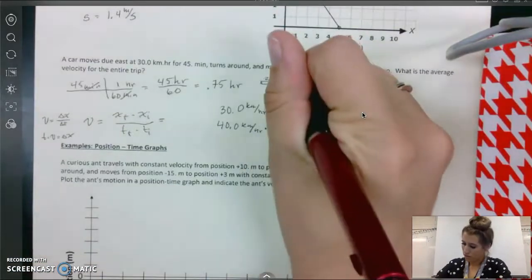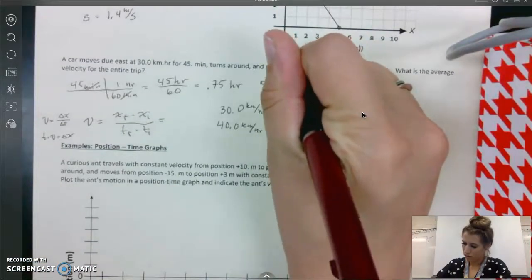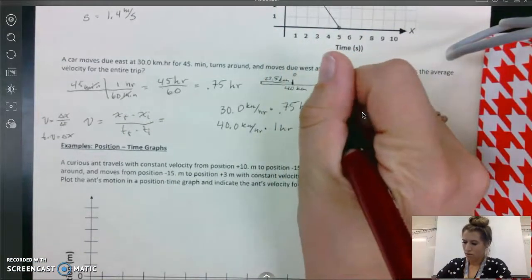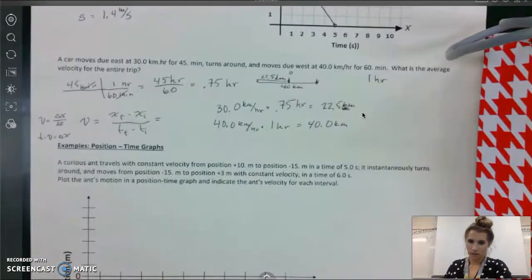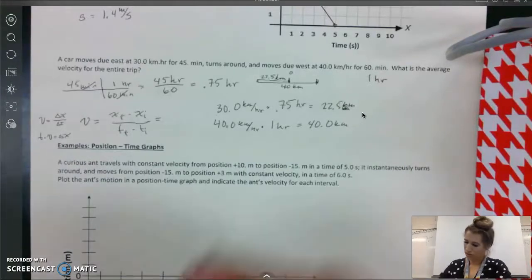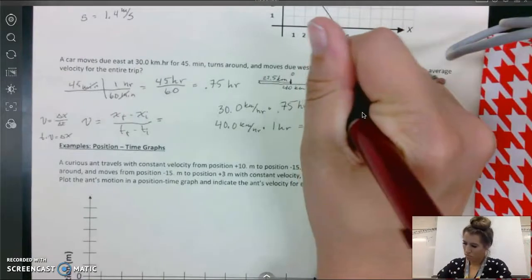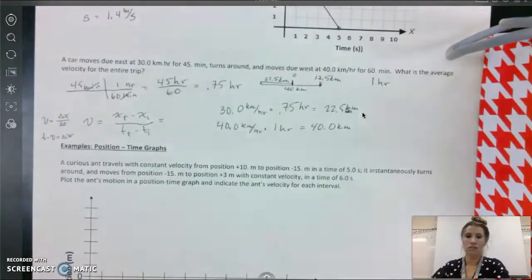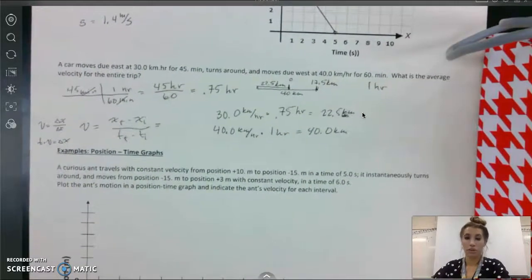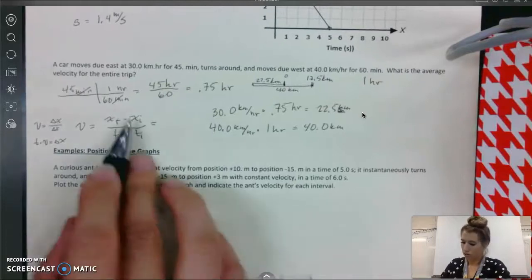Okay, and so what is our change in position? If this is my initial, and we're going to call that 0, then what would be my final? Well, it would be 40 minus that 22.5, and so that would be 17.5 kilometers. So we know our change in position, we know our change in time, so let's figure out this average velocity.